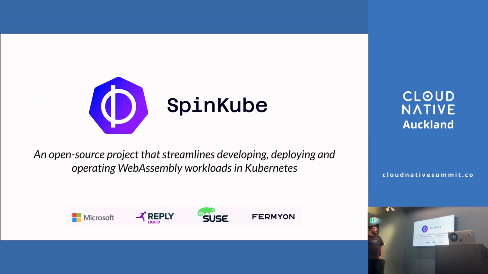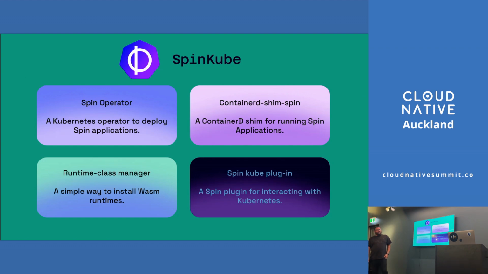So, Spinkube. This is an open source project that streamlines developing and deploying WebAssembly workloads to Kubernetes, as it suggests. It's really combining those two worlds of WebAssembly running on Kubernetes. It was a collaboration project by Microsoft, Liquid Reply, SUSE, and Fermyon. And like I said earlier, it was released around March of this year, just before KubeCon. It is actually a set of 4 different projects. Spinkube is the organization title, but within it there are 4 separate repos.